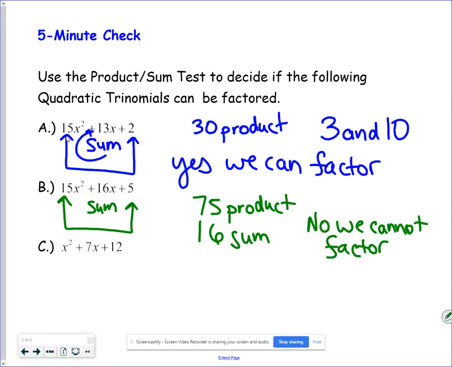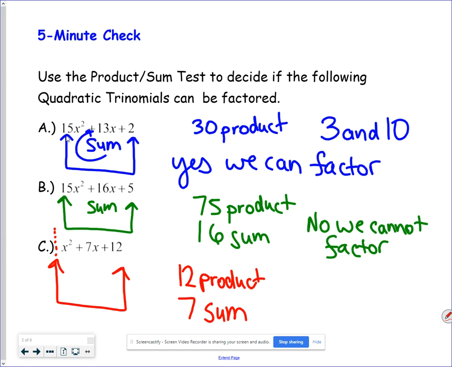Now let's look at our last one. What's the leading coefficient on the last one? What's in front of the x squared term? There's a 1 there. So our 1 times 12. 1 times 12 is 12. So my product is 12. My middle number is 7. Are there two numbers that multiply to 12 and add to be 7? Yes, 3 and 4. So that means we can factor this one. So yes, we can factor it.